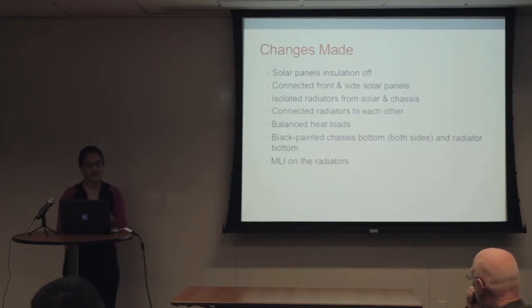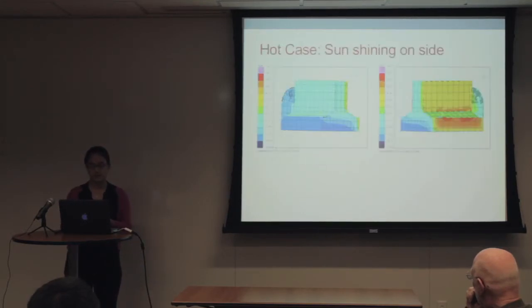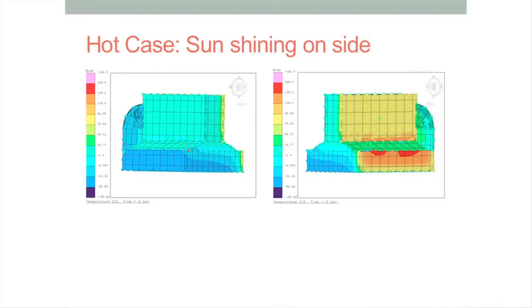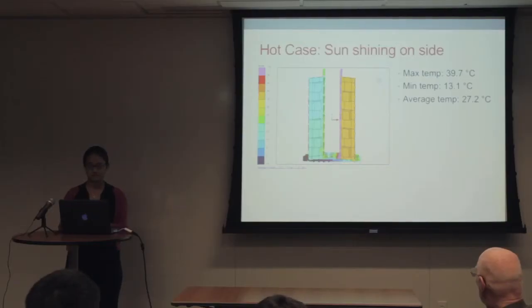And I painted the inside of the rover, and I put MLI on the radiators. So here was my new analysis of the hot case. You can see there's better temperature distribution throughout the chassis than there was before. And now our final hot case steady state temperatures are between 13 and 40 degrees Celsius, which is well within our operating temperatures of -10 to 50. So that was step one, the hot case.